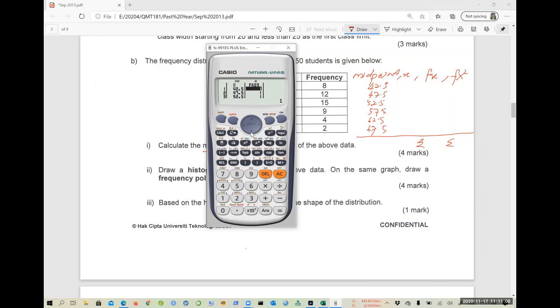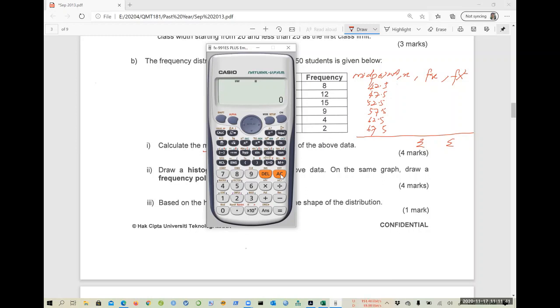And then you want to enter the frequency. Just move to the next column and then go to the first row. All right, so 8, 12, 15. So 8 equal, 12 equal, 15 equal, the same process. And then 9, 4, 2. So 9 equal, 4 equal, 2 equal. So now you have entered all the values into your calculator. You can just clear the screen. To clear the screen, just click AC, so that you can see everything.